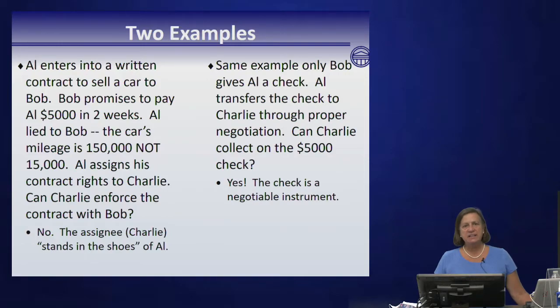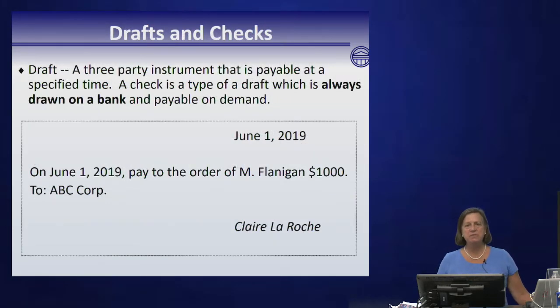All right, so let's find out what makes it a negotiable instrument. Before we do, I need to show you that there are 2 types of negotiable instruments. Drafts, and a check is a type of a draft, and notes, and a certificate of deposit is a type of a note. All right, so a draft is simply a 3-party instrument that's payable at a specified time. Well, a check is a type of a draft. A check is a little bit different because it's always drawn on a bank. And a check, unlike a draft, is payable on demand. In other words, as soon as it is presented for payment. So on this slide, you will see an example of a draft because it's drawn on the ABC Corporation, not a bank.